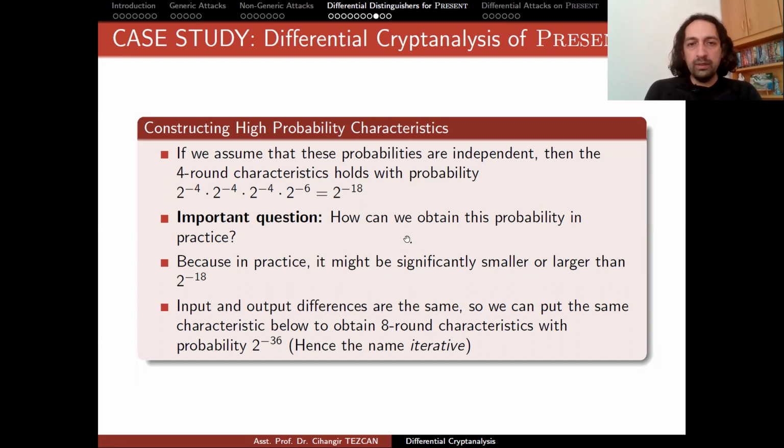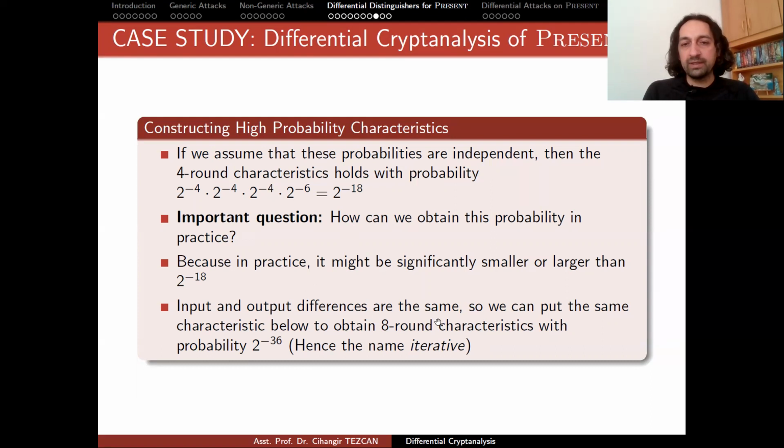So the important question now is, how can we obtain this probability in practice? Because this is just a theoretical assumption. In practice, it might be significantly smaller or larger than 2 to the minus 18 due to many different cases. There might be other differentials starting with the same input, following a different trail, but going to the same output, so this probability might be way higher than this. But sometimes this independence assumption might be wrong, and so the probability might be lower.